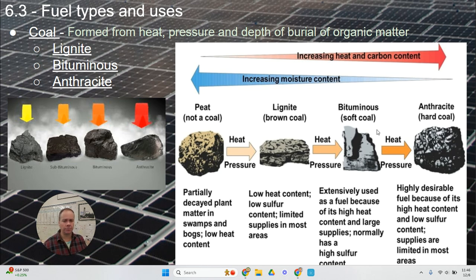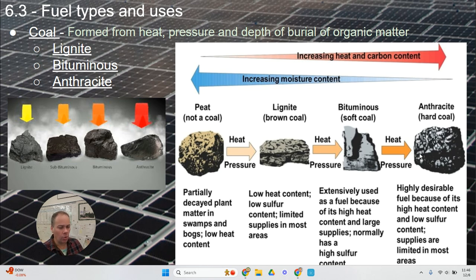And so what we have here is something called soft coal or bituminous coal. This is used widely because it has a relatively high heat content. It's pretty widespread. There's a large supply of it, but it typically contains larger levels of sulfur, which get released when this bituminous coal is burned. We can see that here. Finally, the last stage here is hard coal, sometimes called anthracite. Under increasing heat and pressure, the density of the energy contained within this coal has increased.